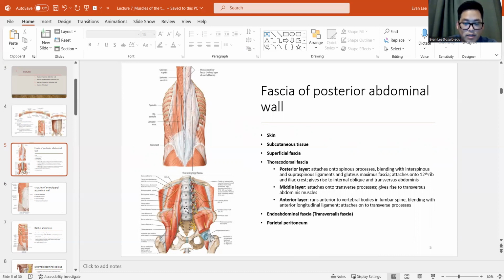Now, you do have an endo-abdominal fascia as well, which I don't think is shown very well here. So, at the very least, make sure that you can find thoracodorsal fascia and all of the things that it's attached to.